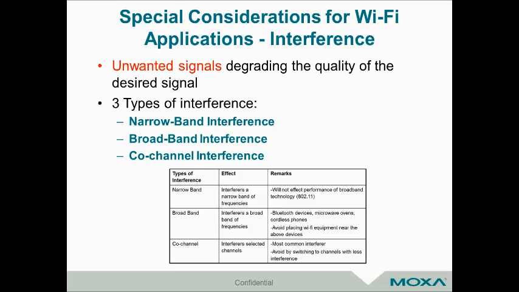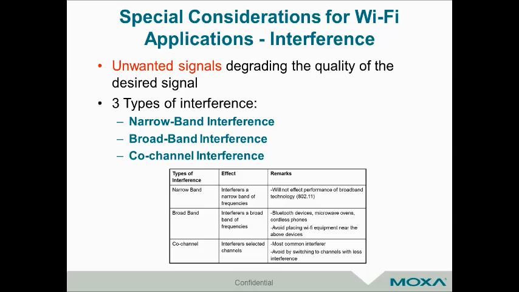Now, I want to spend just a few minutes talking about interference, because interference is really the bane of wireless's existence. We classify interference as basically any unwanted signal that degrades the quality of the wireless network. There are three classifications of interference: one is called narrowband, one is called broadband, and one is called co-channel. Narrowband is exactly what it sounds like. It's a very narrow band of frequencies, and it's not one that we typically worry about with wireless networking.